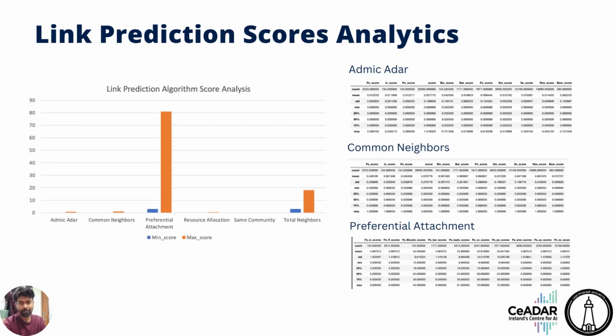We have computed graph data science algorithm scores for link prediction and found preferential attachment to be the much more realistic and optimal solution for our specific use case. As preferential attachment suits scale-free networks, it operates on the principle that nodes with higher degree are more likely to attract new connections.